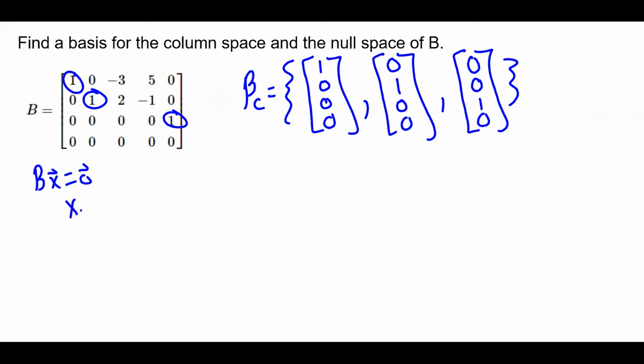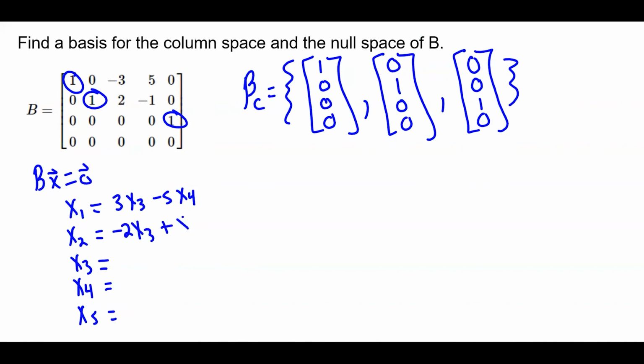I'm going to pretend that this is augmented with 0 and solve it. So x1 looks like 3x3 minus 5x4. x2 is negative 2x3 plus x4. x3 is free. x4 is free. x5, remember it's augmented with 0 here, looks like x5 is just equal to 0.